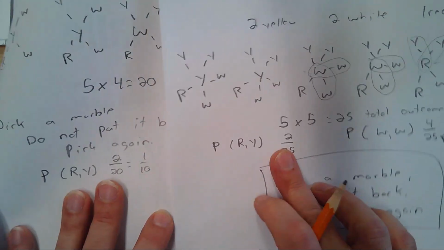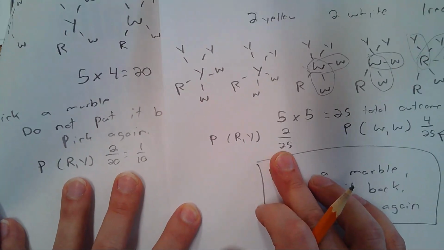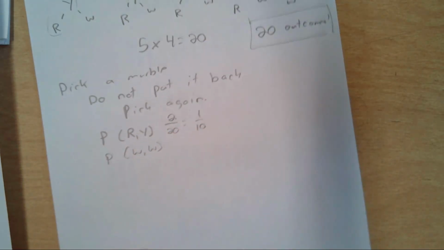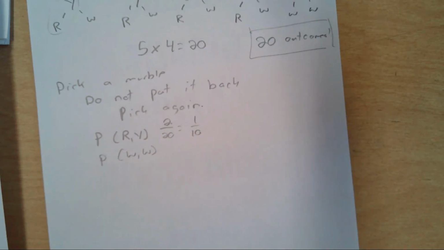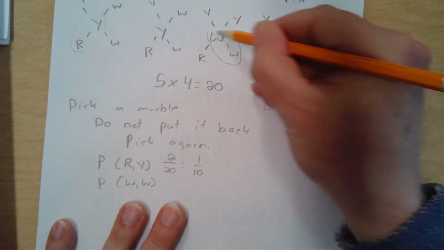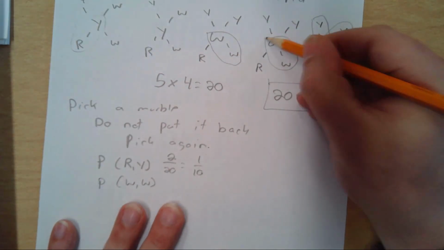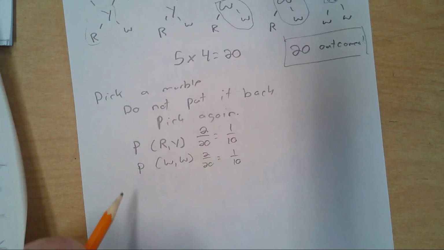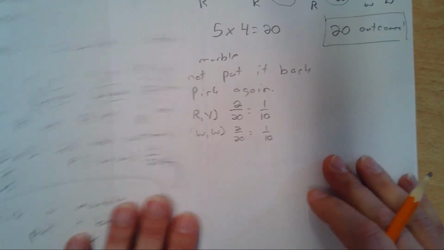1/10. And again, contrast that to what we did before here. When I put it back here, 2 25ths. What about going white-white? What's the probability of that happening? 1/10. Same deal. So there's a winner, and there's the winner. 2 20ths once again, 1/10.